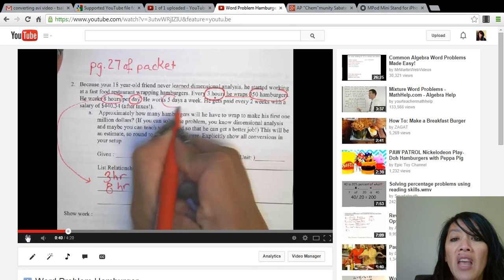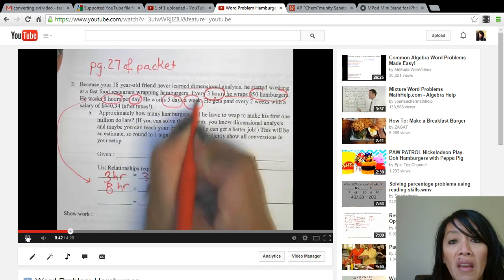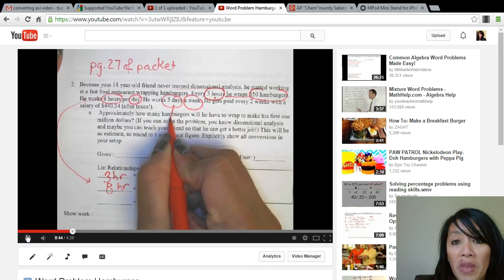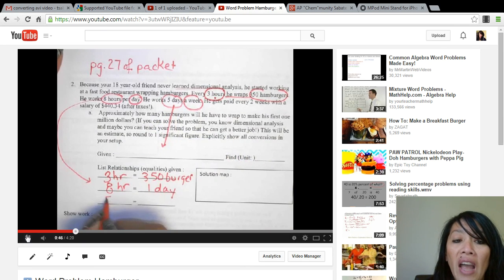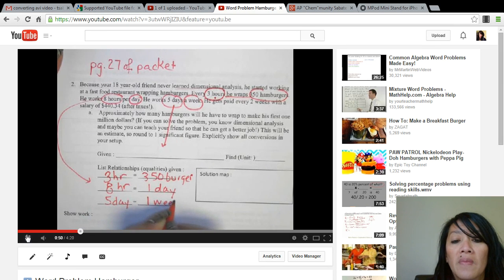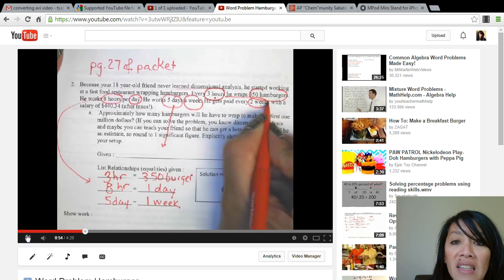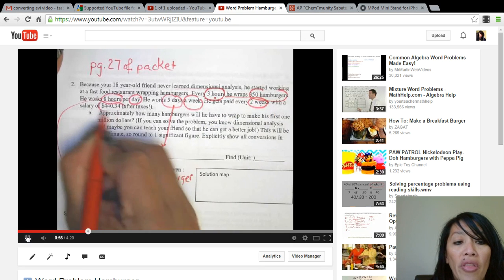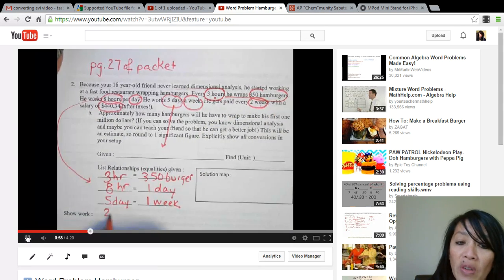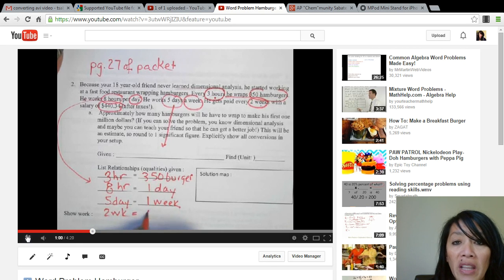And then he works 5 days in a week. That's yet another relationship that we can write down. 5 days equal 1 week. Then we see that every 2 weeks that he gets paid $440.34. That gives me another relationship that I can write down.